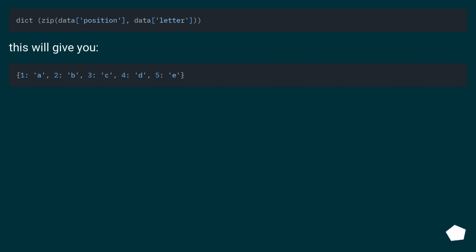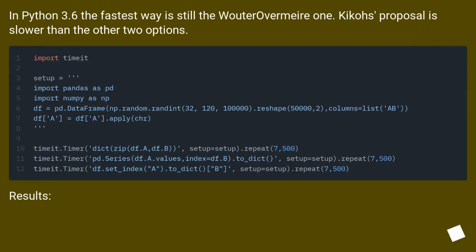This will give you... In Python 3.6, the fastest way is still the Wouter of Vermeer one. Pico's proposal is slower than the other two options. Results.